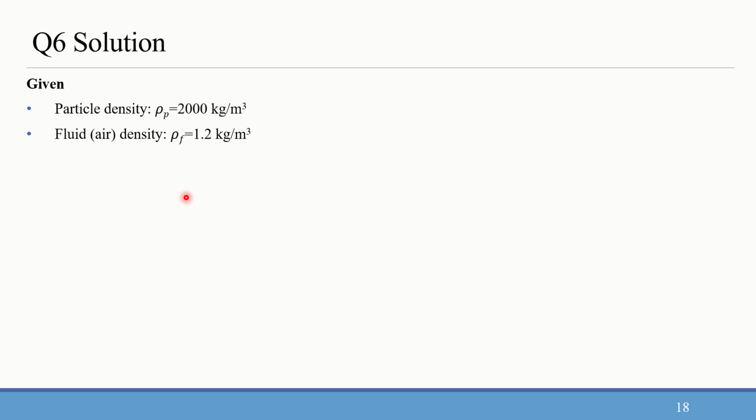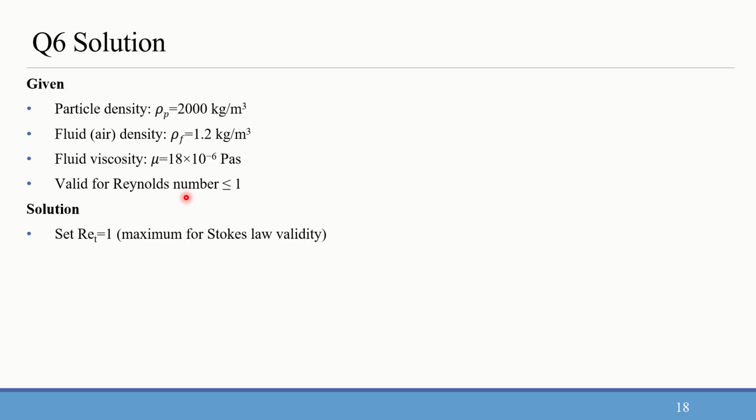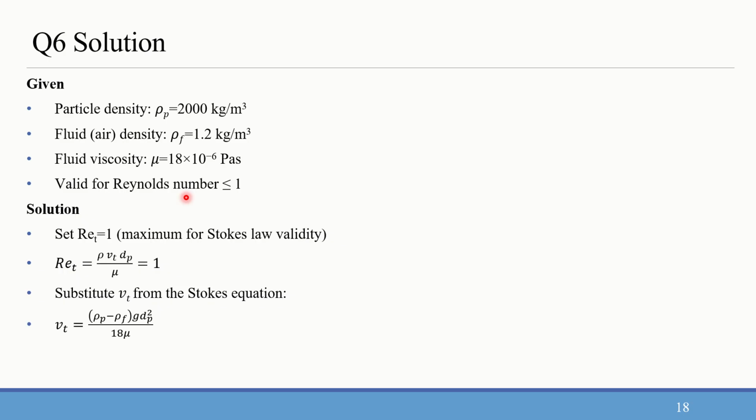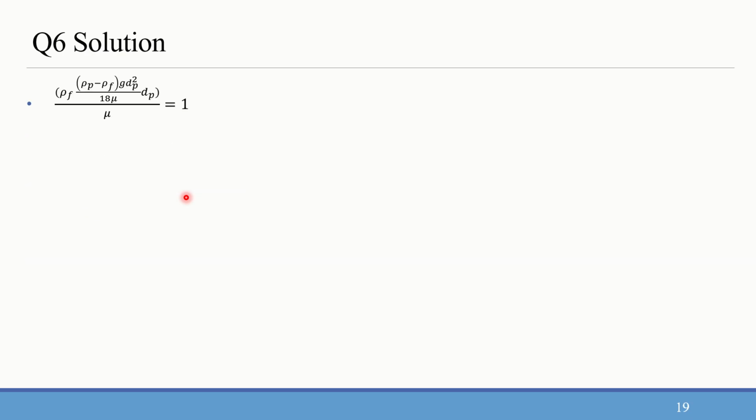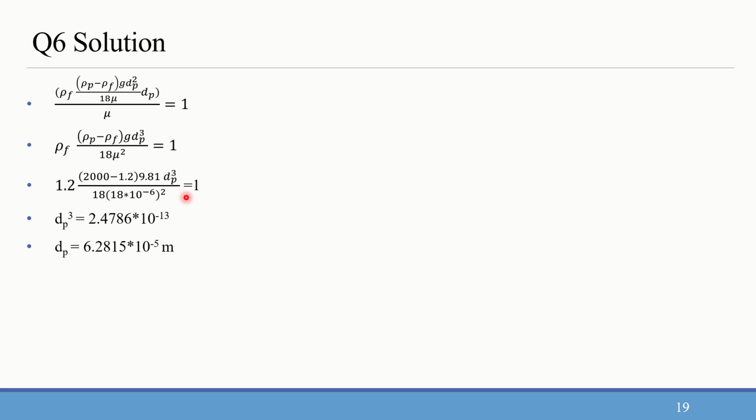The particle density rho p is equal to 2000 kg per meter cube, and density of fluid and viscosity of fluid are given. The Reynolds number condition is less than or equal to 1. So we put it equal to 1, rho v dP by mu equal to 1, and for v we get it from the Stokes regime. Stokes regime states that V is equal to (rho P minus rho F) into G into dP square by 18 mu. We substitute it in the Reynolds number equation and get one equation which gives us dP cube, and we get dP from there. That is how we do the solution.